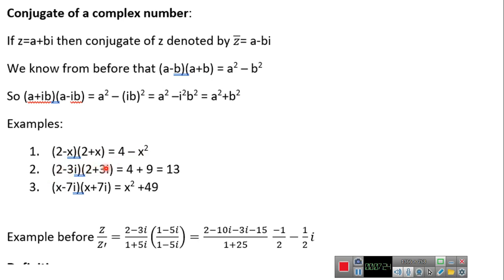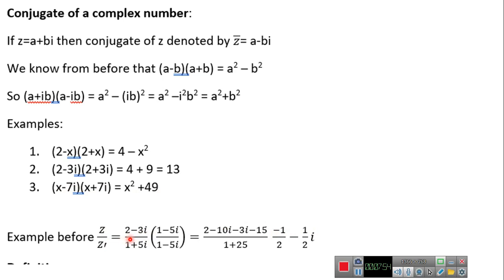So here this is not a complex number, this is an ordinary one, 4 minus x squared. Here you have z times z bar, this is z, this is its conjugate. So z times z bar here directly is the real part squared, which is 4 squared, plus always plus 3 squared, which is 9. Because it is a squared minus i squared b squared, so 4 minus 9 i squared, and minus 9 i squared is plus 9, so it's equal to 13. Here the same story, it's x squared plus 49.